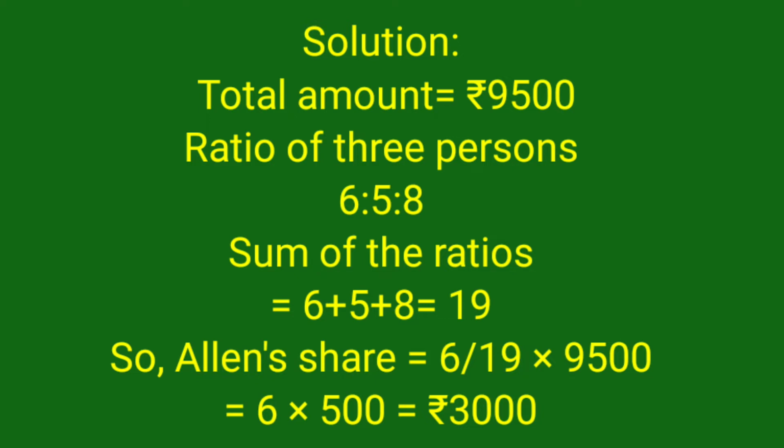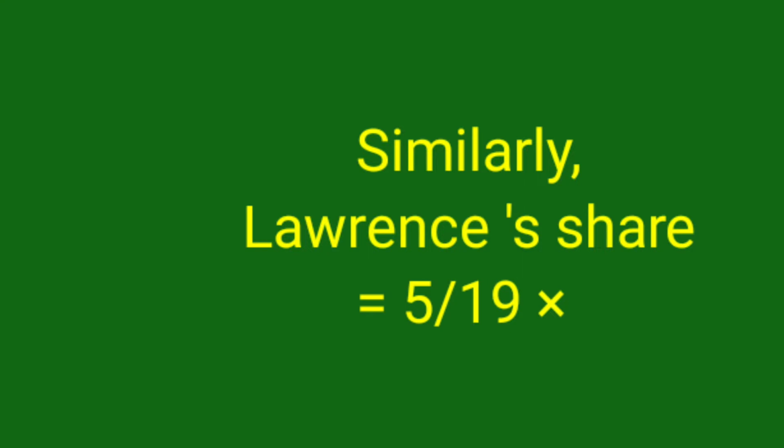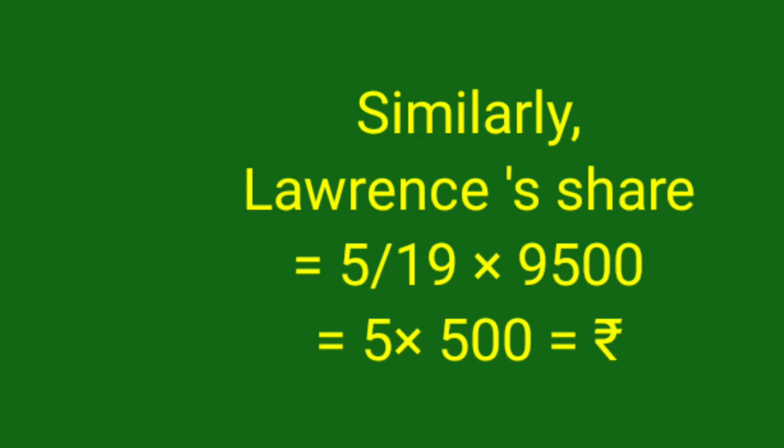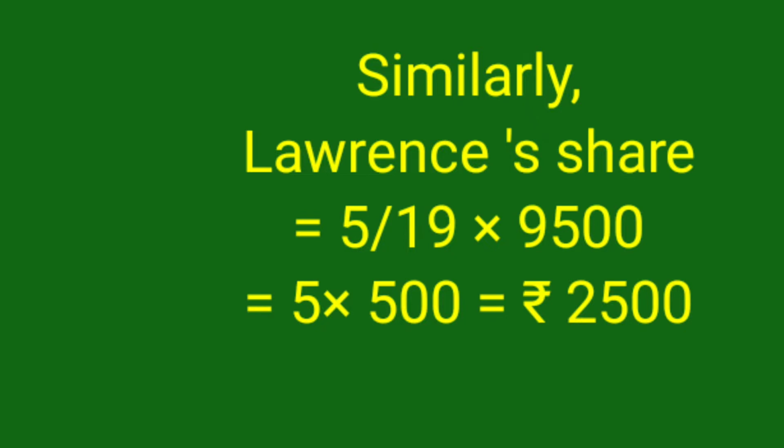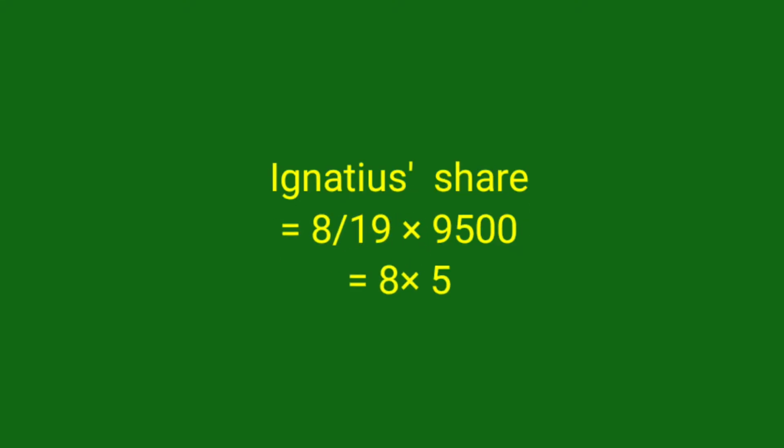So first person, that is Alan's share. Alan gets 6/19 into 9,500. So when you divide 9,500 by 19, you will get 500, and into 6, so total 3,000 rupees Alan gets. Similarly, Lawrence's share, that means how much Lawrence gets. In a similar way, once you know the calculation, very simple, 9,500 is divided by 19 and you get your answer.